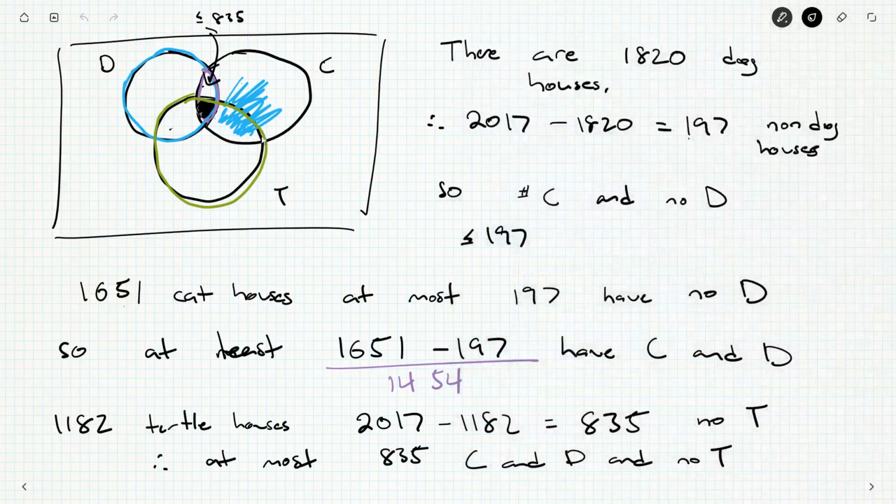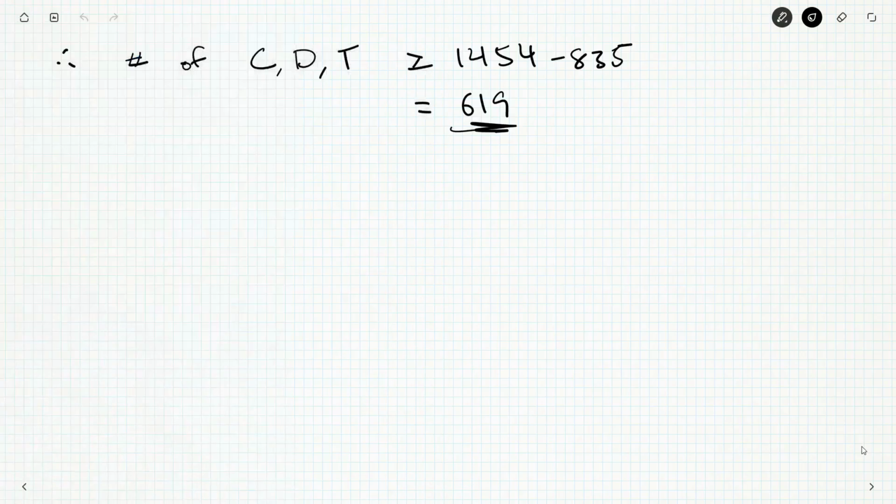Okay? And let's see, does this reasoning follow through? So it has to be all the dogs there. At most, all the non-dog houses are also cat houses. So that'd be at most 197 there. So if there's at most 197 there, the other part of the cat circle is at least 1454. So an at least minus an at most gives us an at least as well. And at most, all the non-turtle houses are stuffed in this purple-white overlap. So that'd be 835. Yeah, it makes sense. Let's see if I can just finish this off and turn it into a Venn diagram.